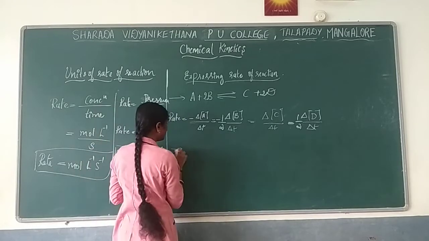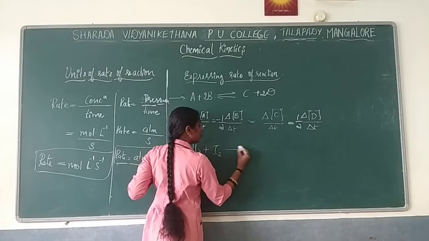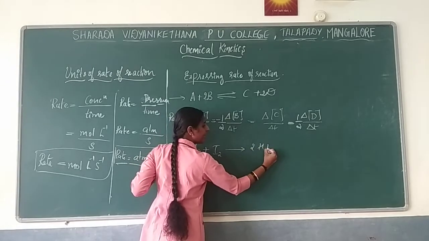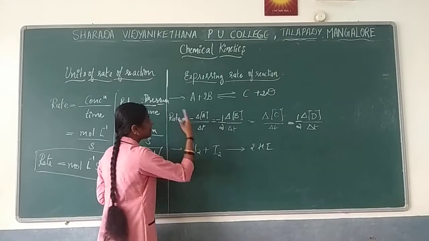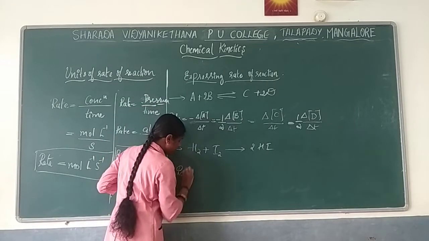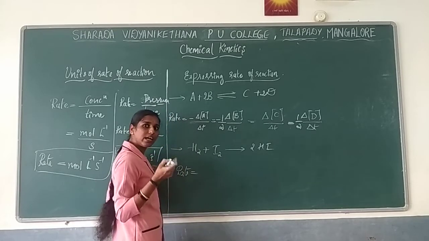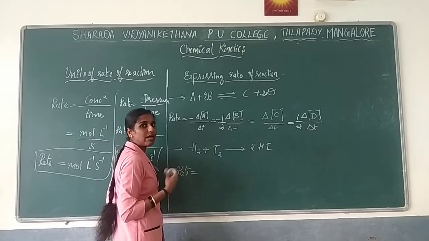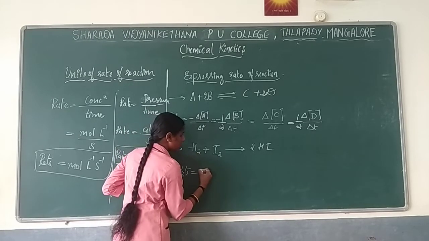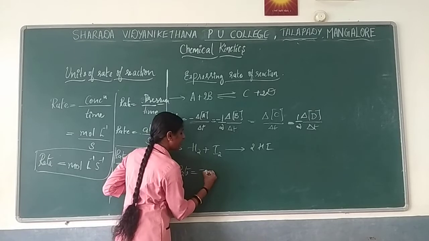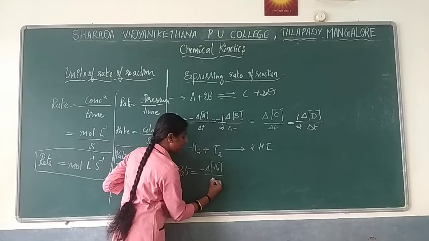Now some more examples: H2 plus I2 gives 2HI, right, hydrogen iodide formation. For this kind of reaction, how are you going to write the rate? Rate is equal to. As I said, you can write in terms of instantaneous rate or average rate also. Now I write in terms of average. These two are the reactants, so you can write minus delta concentration of H2 divided by delta t.